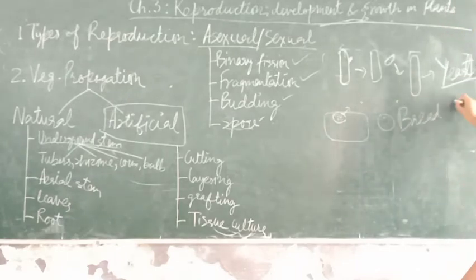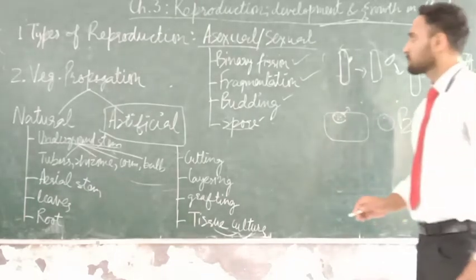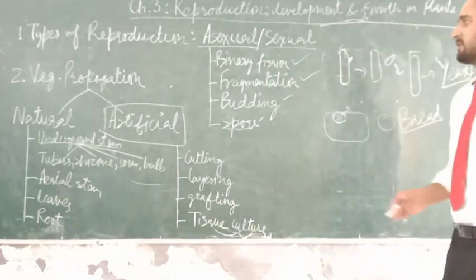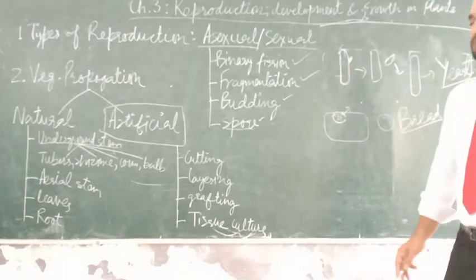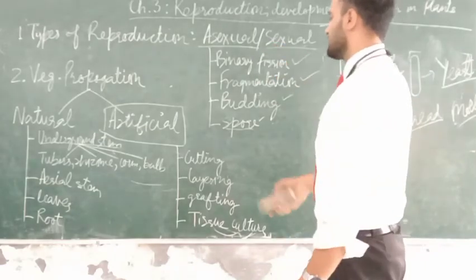The example is bread mold. Spores are found in the bread mold. Bread mold is a fungus actually. So these are the four kinds of asexual reproduction: binary fission, then we discussed fragmentation, then budding and spore formation. Another kind is sexual reproduction.